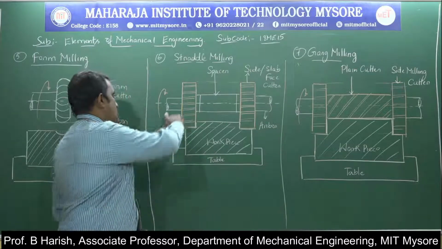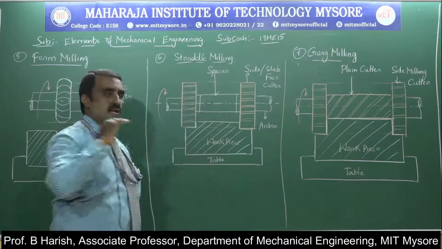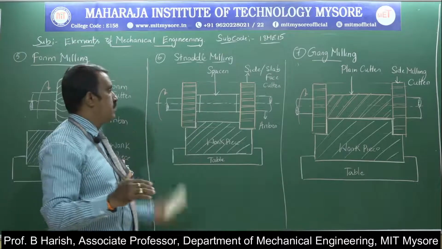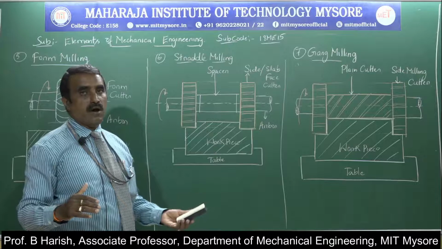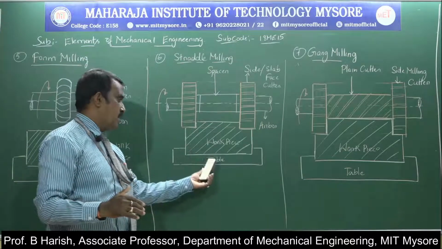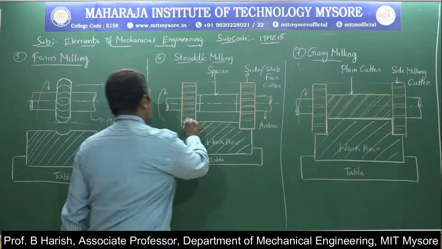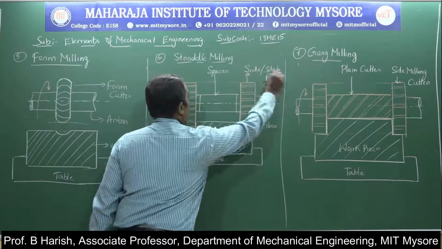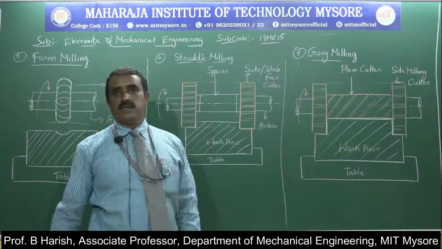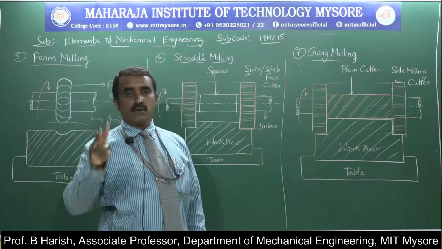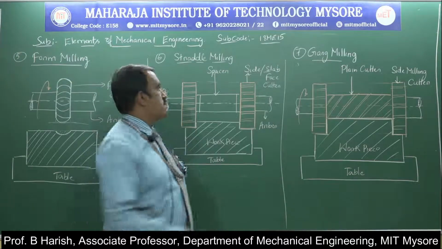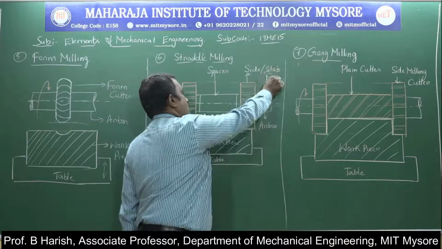You can observe the sketch. Once again the tool is fixed in the horizontal direction, hence it is performed on a horizontal milling machine. There is a table, and on the table the workpiece is fixed. Here we will be having two side or slab face cutters. We will be having two tools here, called side or slab face cutters.